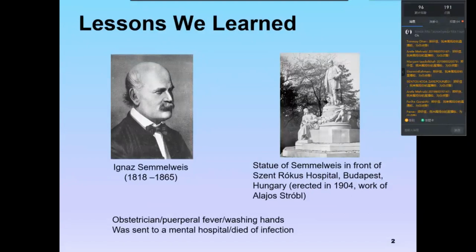The first one is Ignaz Semmelweis. This is the Hungary. He was a Hungary doctor. That's in 18th century. That's the time. His time was the time before the rising of microbiology, before Pasteur, before Robert Koch. So that's the time before the rising of microbiology.